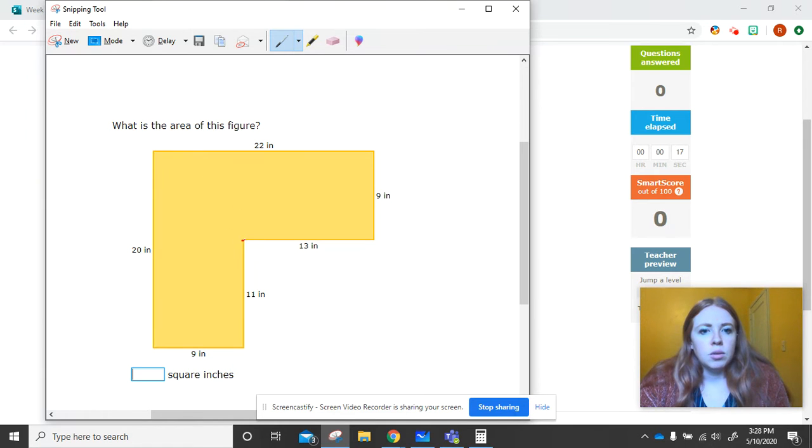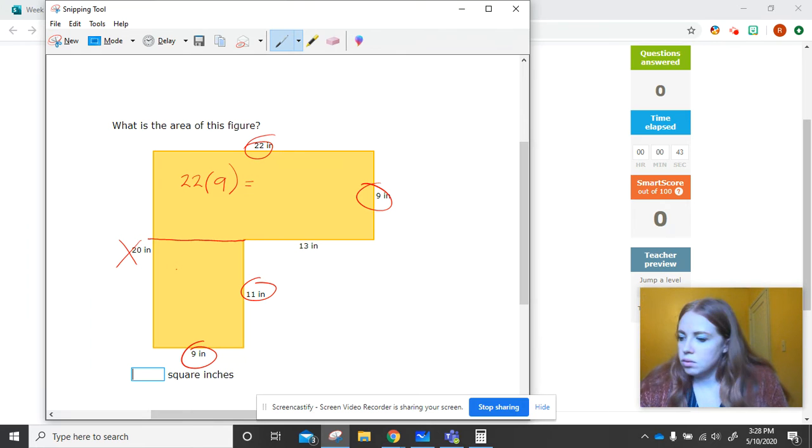The first way would be to cut this rectangle right here. And that means that this area would be 22 times 9. So we would write in the 22 times 9 is equal to whatever. And then this one would be 11 by 9. This 20, we wouldn't need that information. So then this, oops, my pen disappeared. Where'd it go? There we go. So this one would be 9 times 11.